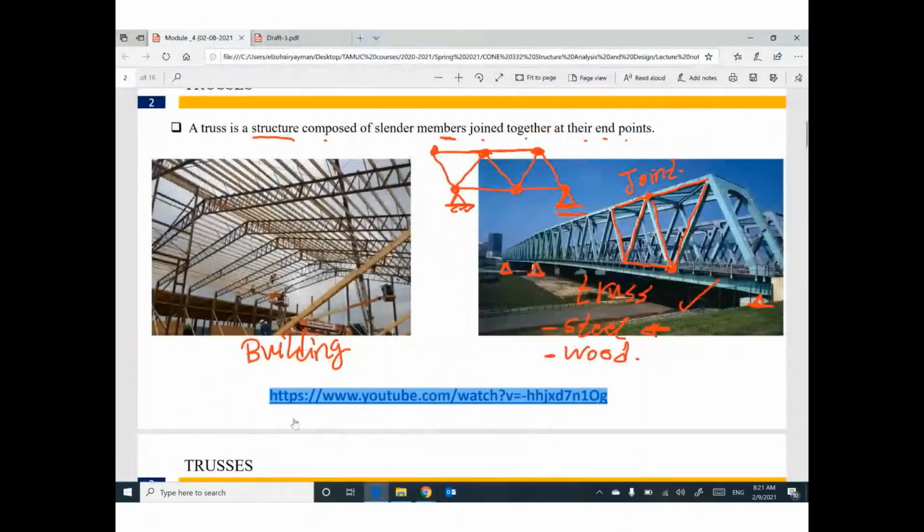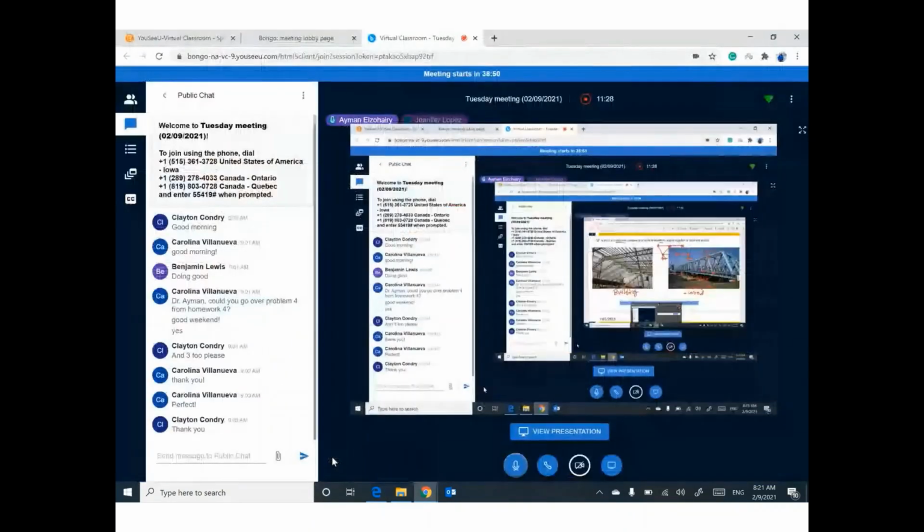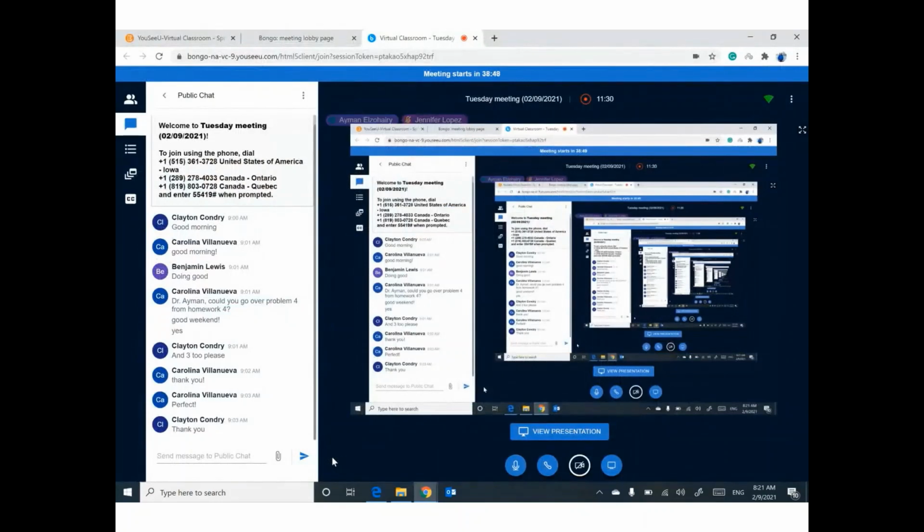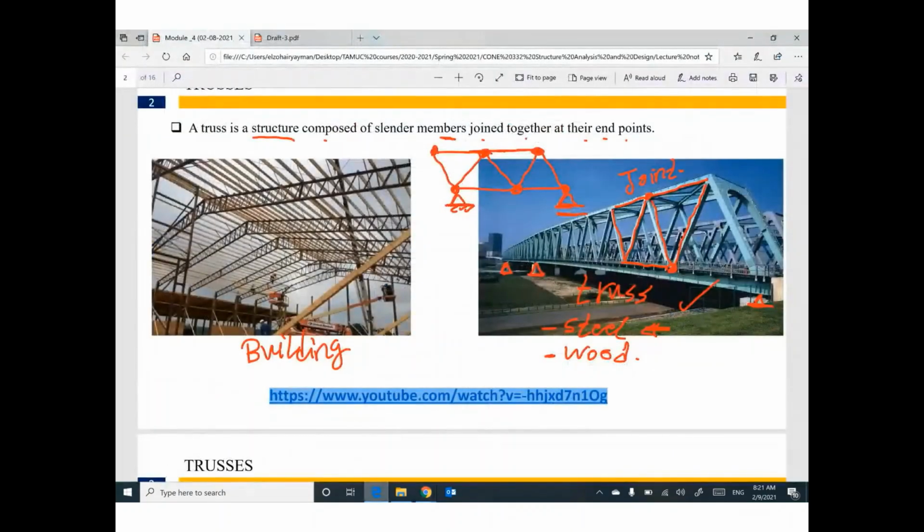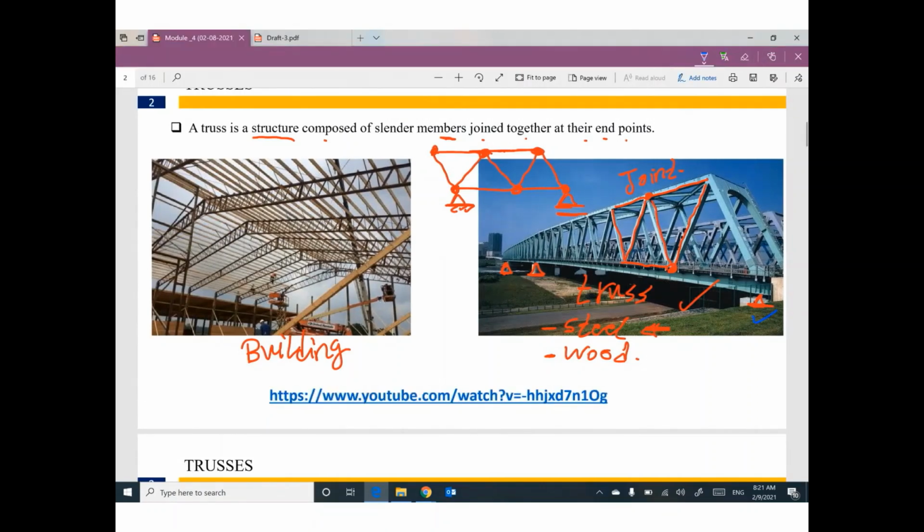So what do you think? Is it interesting? Trusses is a very interesting structure. So to summarize what we watched, trusses is members connected together, most of the time steel members, connected together by joints and supported by supports to form this structure.